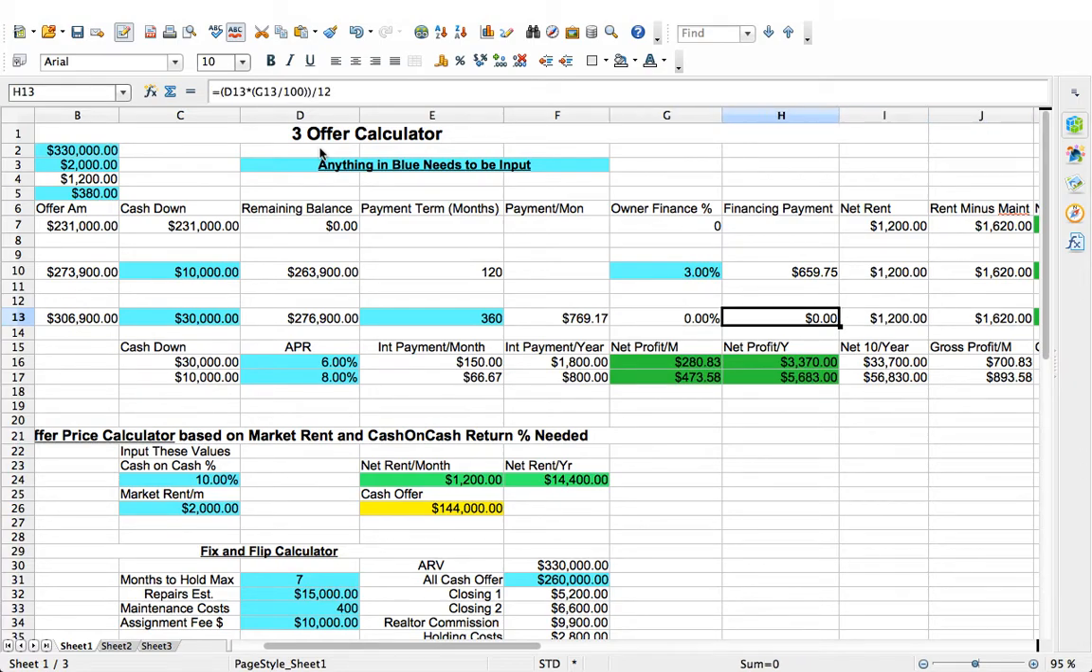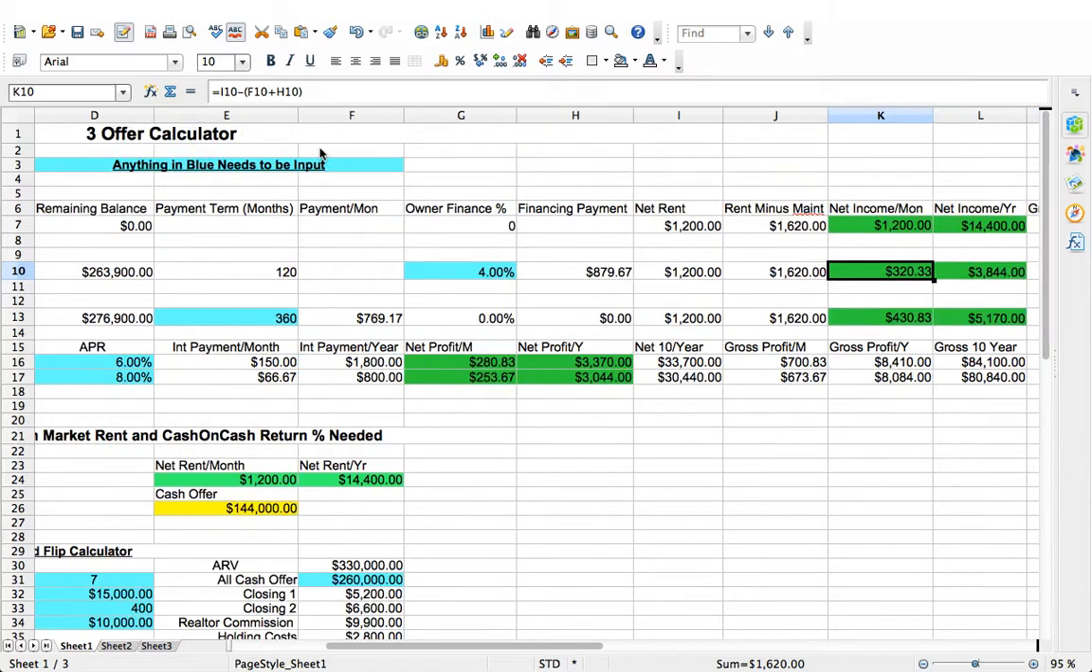And the financing payment works out here. Since it's 3%, it's $659 per month. You can kind of work out here what the difference will be, and then you can see here net rent, just another view of that. I put in here what the rent minus the maintenance would be, and it's kind of like a top of what your profits could be, but I wouldn't use that as anything straightforward. It's just kind of like a max of what you could make. Then we get into the real numbers here, net income per month.